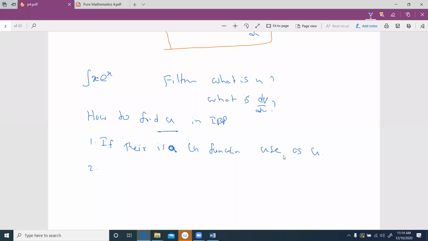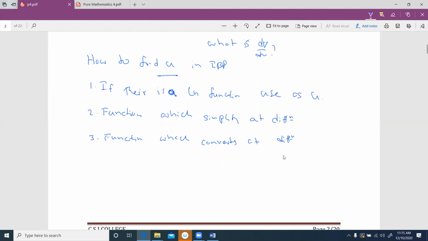The second priority is given to a function which simplifies at differentiation. If a function simplifies at differentiation, we give the next priority to that kind of function. The third is functions which convert at differentiation. From a question, let's try to understand how to verify this. Let's go ahead with the first example.